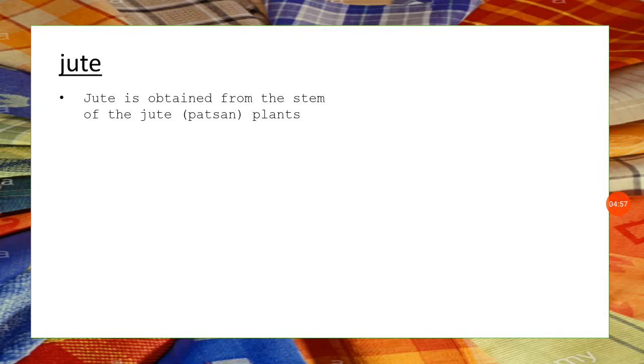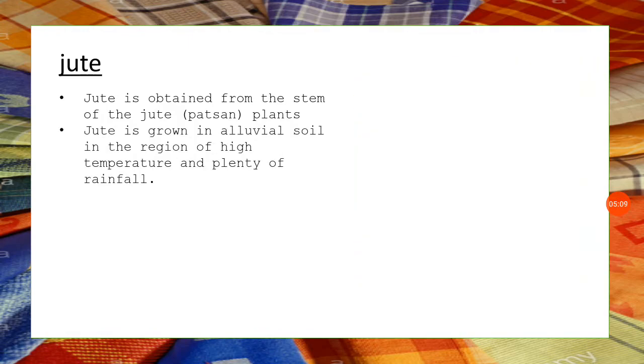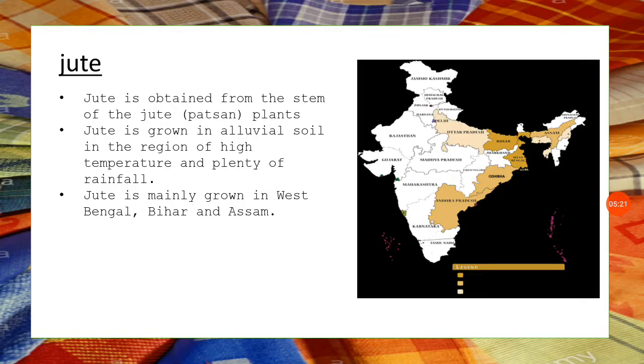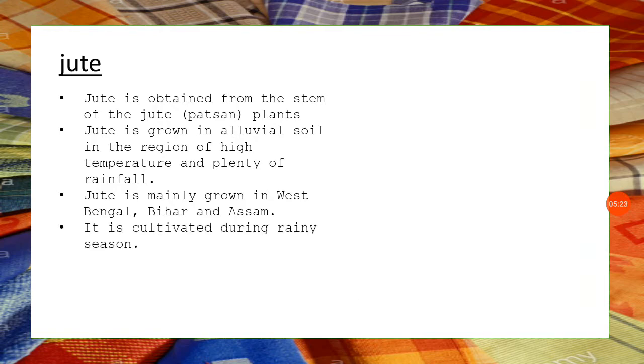Jute is obtained from the stem of the jute or the patson plant. Jute is grown in alluvial soil in regions of high temperature and plenty of rainfall. Jute is mainly grown in West Bengal, Bihar, and Assam. It is cultivated during the rainy season. The fibers have a silky texture and are very strong.